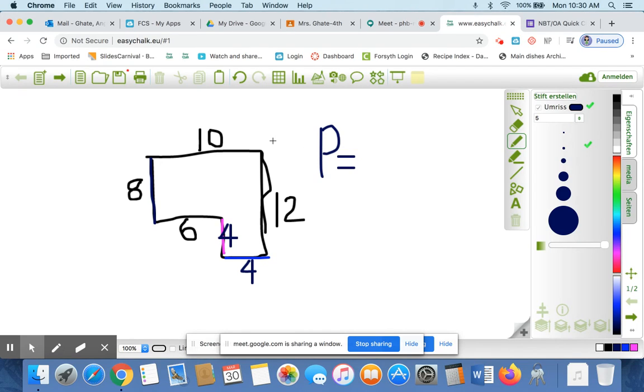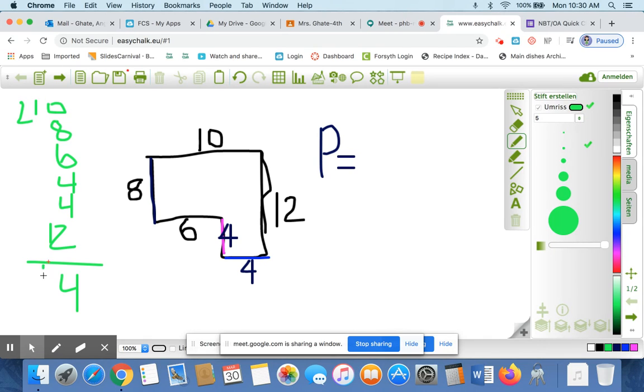So to do perimeter, I have to add all sides. So I'm going to add 10 plus 8 plus 6 plus 4 plus 4 plus 12. And when I add these together, I'm going to do the math in my head, and I know that this is 24. So I'm going to carry the 2, and 2 plus 1 plus 1 is 4. So I got 44, correct.